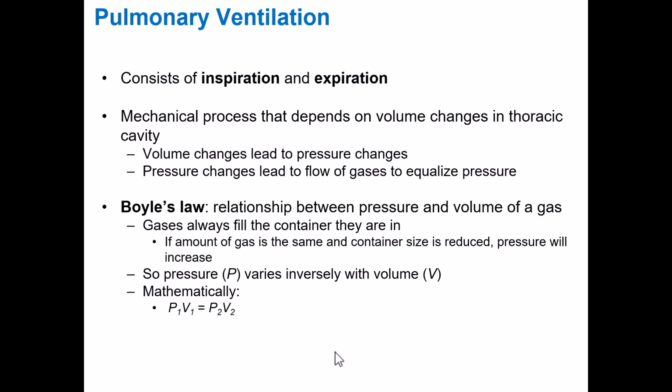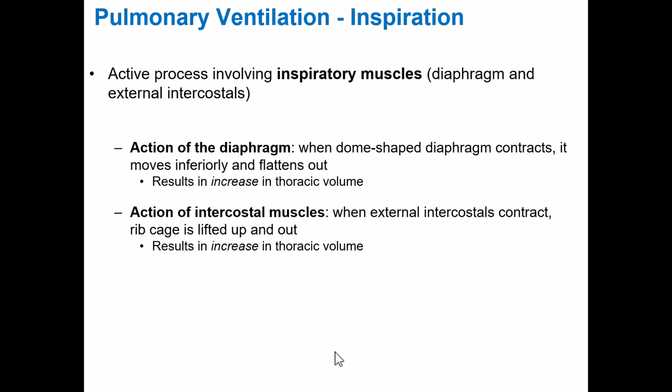If you increase the volume of that container, there's more room for those gases to move around, and so the pressure of those gases is going to go down. Increase the volume, the pressure goes down. If you decrease the volume of that container, there's less room for the gases in that container to be moving around, and they're going to push up on the walls of that container even more. So when you decrease the volume of a container, the pressure of the gases in that container is going to go up. So pressure and volume within a container are always going to be inversely proportional to one another. This is what's happening in our lungs.